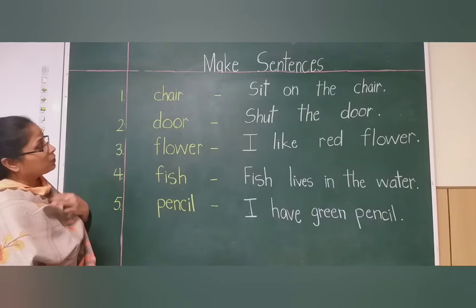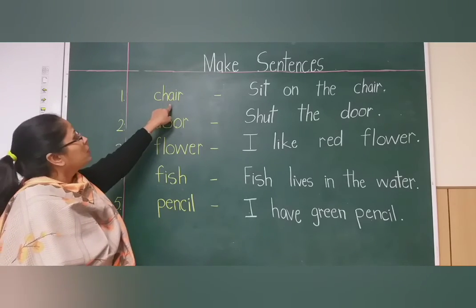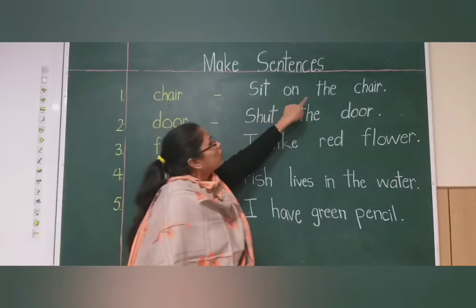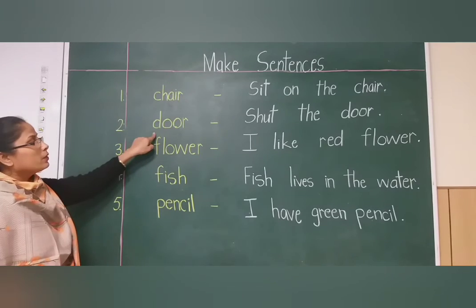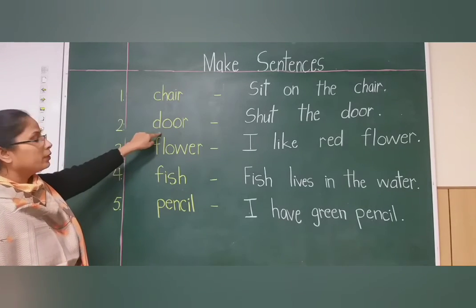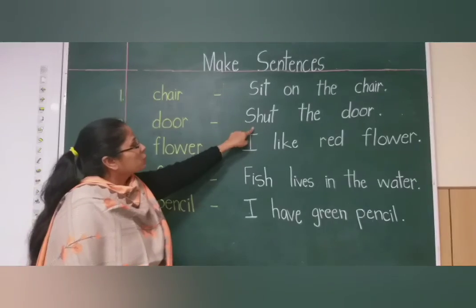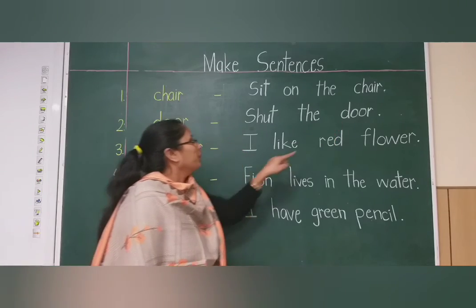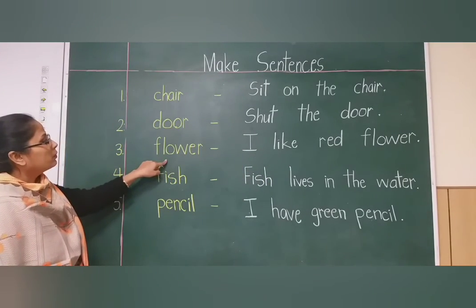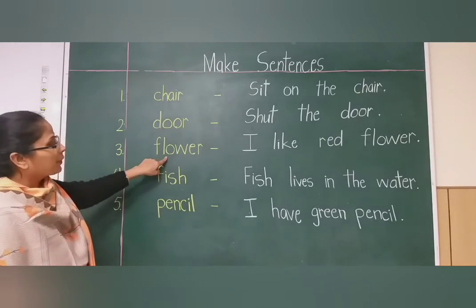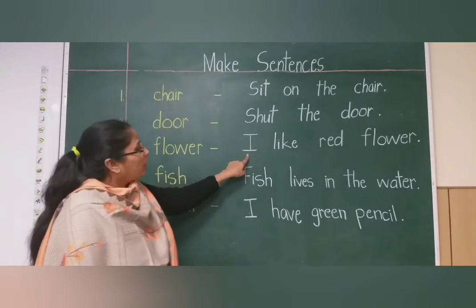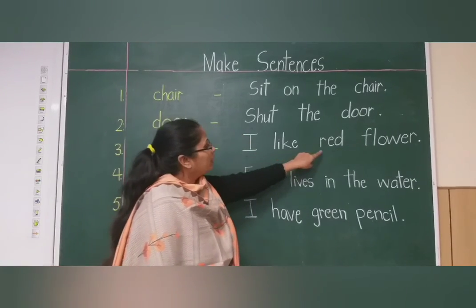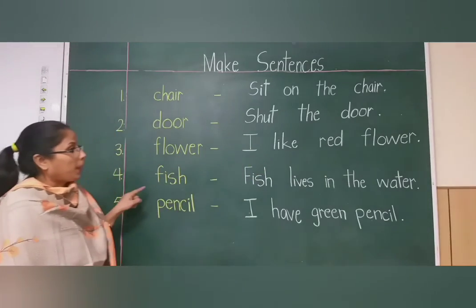We are going to revise the words again. It is the word chair. So what will be the sentence? Sit on the chair. Next word we have written here. It's the word door. And the sentence is shut the door. Next word we have written here. It's the word flower. And the sentence will be I like red flower. Okay.